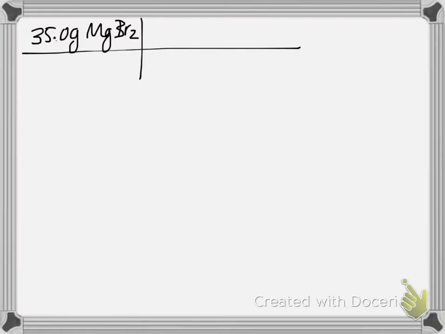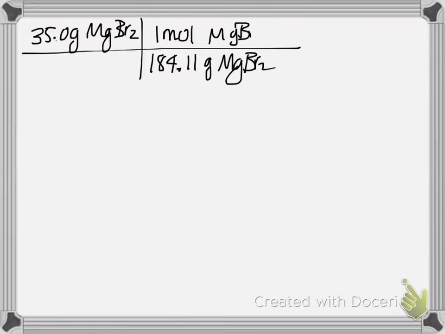So we have 35 grams of magnesium bromide. I know that I'm going to need a molality, so let's go ahead and get that. 184.11 is its molar mass. And then my moles of salt, not moles of solvent, and the kilograms of solvent is 0.4.